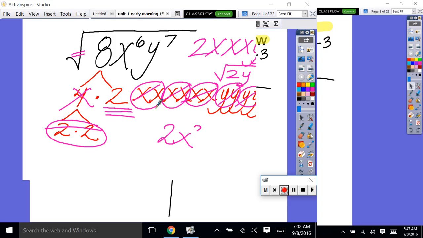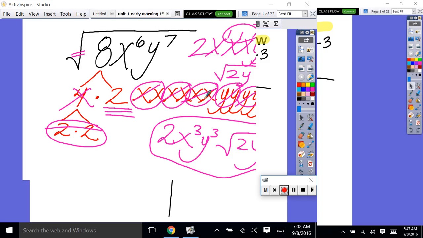x times x times x. When you multiply, you add, right? There's 3 x's. And then y cubed, so y cubed. And then left under the house was 2y. This would be our final answer. Good? So if this would have been a cube root, we would have pulled out groups of 3, but it's going to be a square root. So groups of 2.